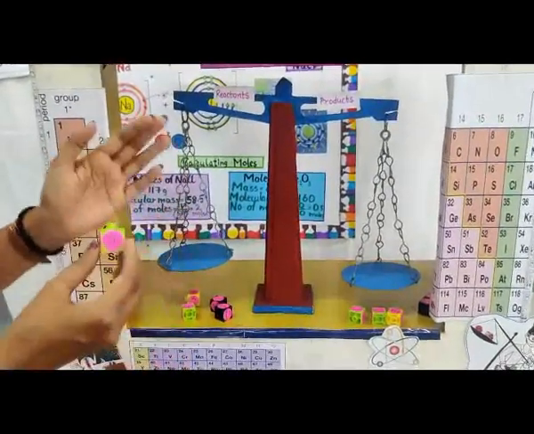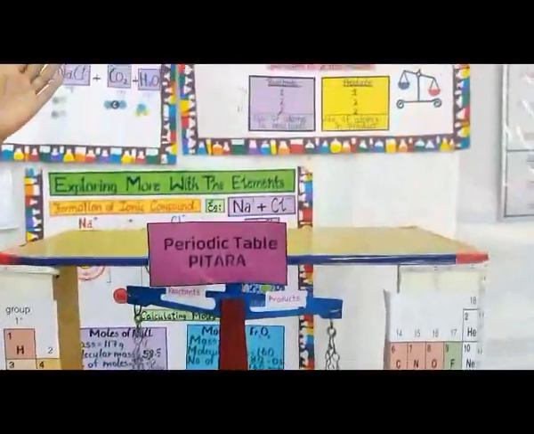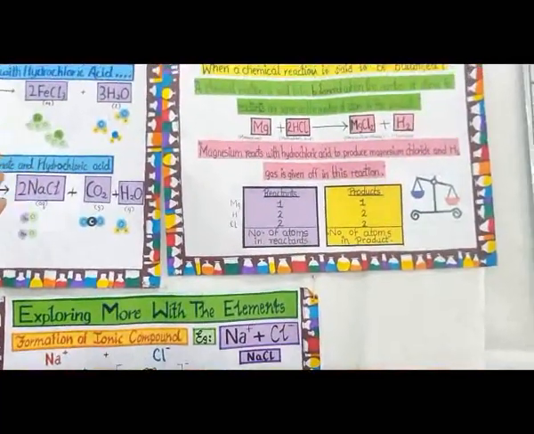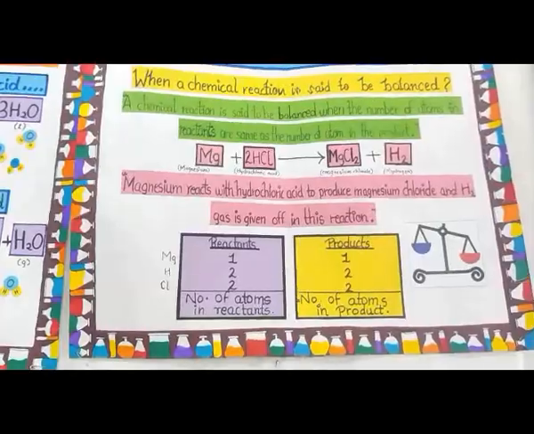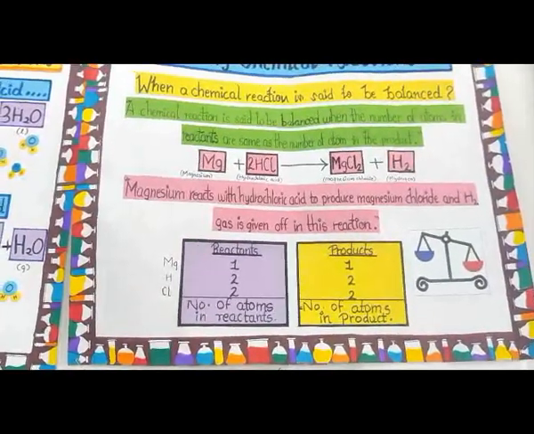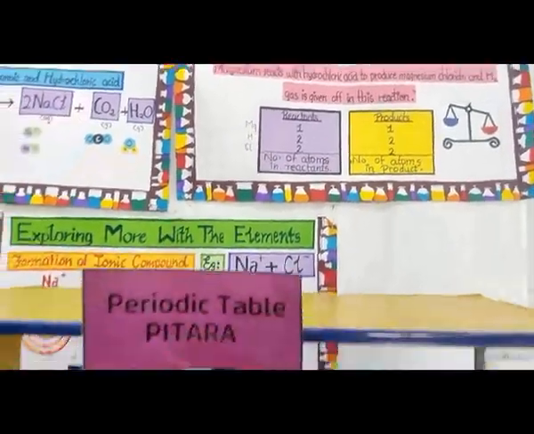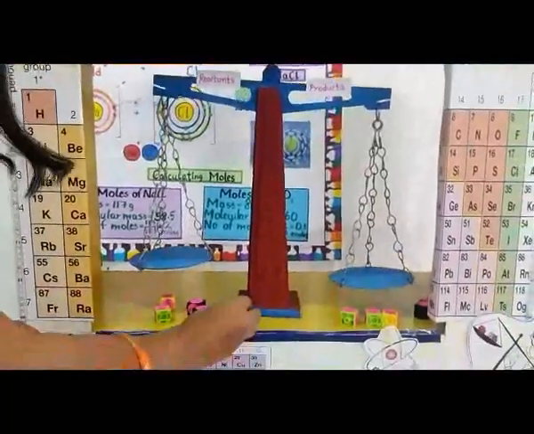For example, the reaction that we will be learning here is when magnesium metal reacts with hydrochloric acid. The products formed in this reaction are magnesium chloride, and hydrogen gas is given off. Let's see using this model how we will balance this reaction.